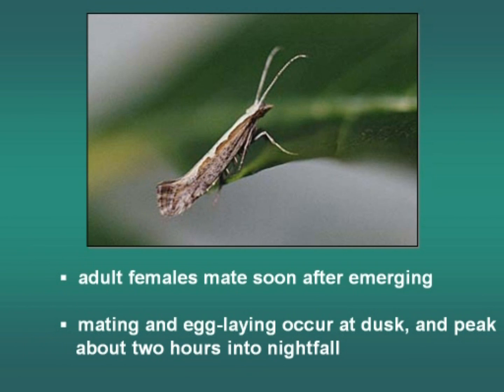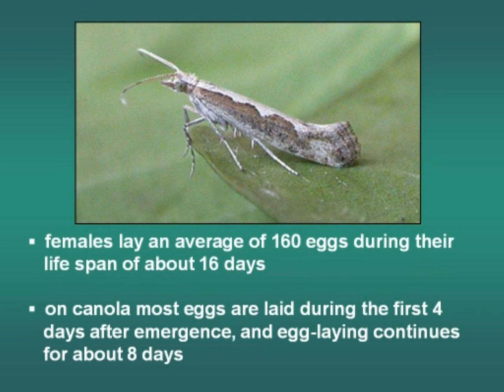But these insects mate very soon after emerging, within the first day. They mate and lay their eggs at dusk, with peak egg laying occurring about 2 hours into nightfall. But they will lay some eggs throughout most of the dark period.